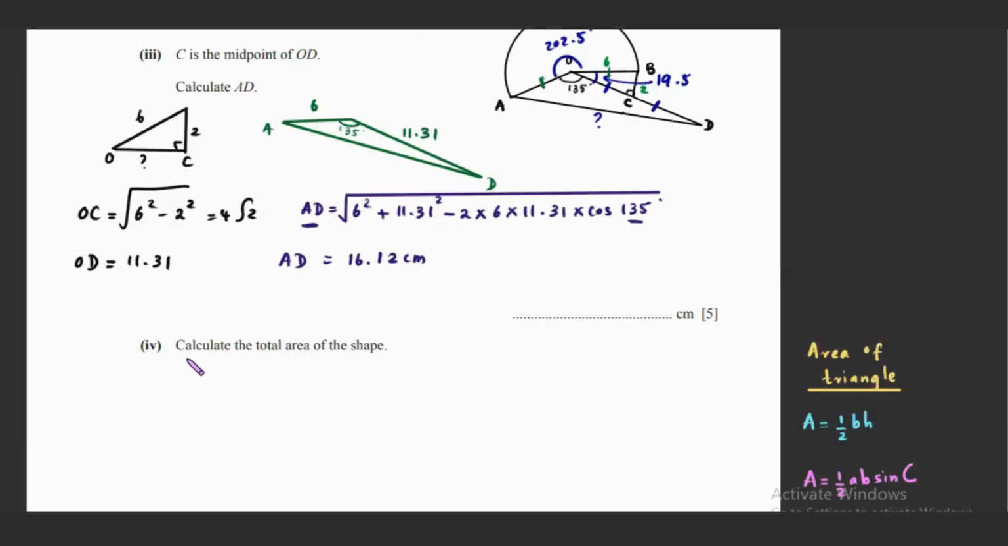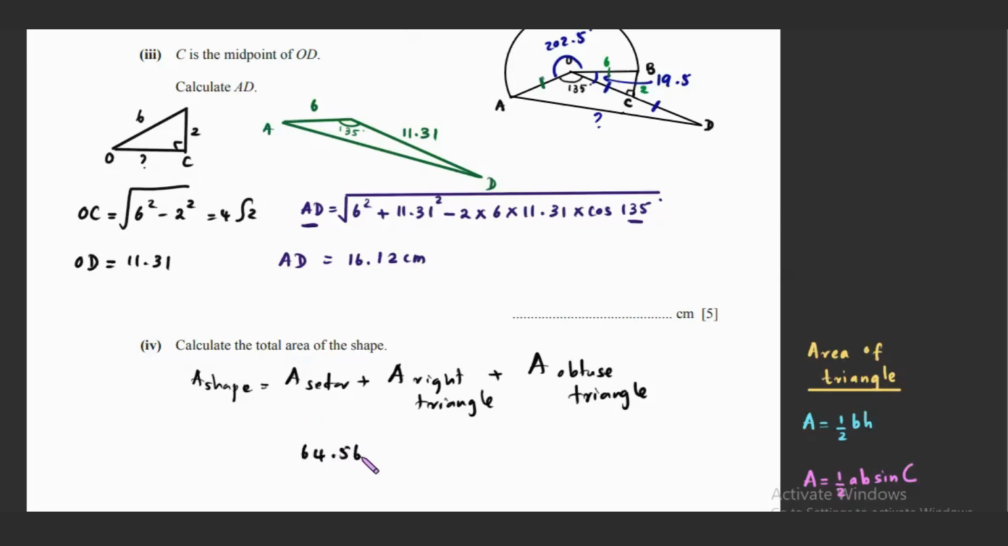Part 4. Now we need to calculate the total area of this shape. Now, this shape that is given to us is made out of 3 sections. One is the sector. Then we have a right-angled triangle, or else we call it a right triangle. And then we have an obtuse triangle. So these 3 areas should be added together to calculate the area of the shape. To calculate the area of the sector, we have already calculated it in the previous question and we got it as 64.56.